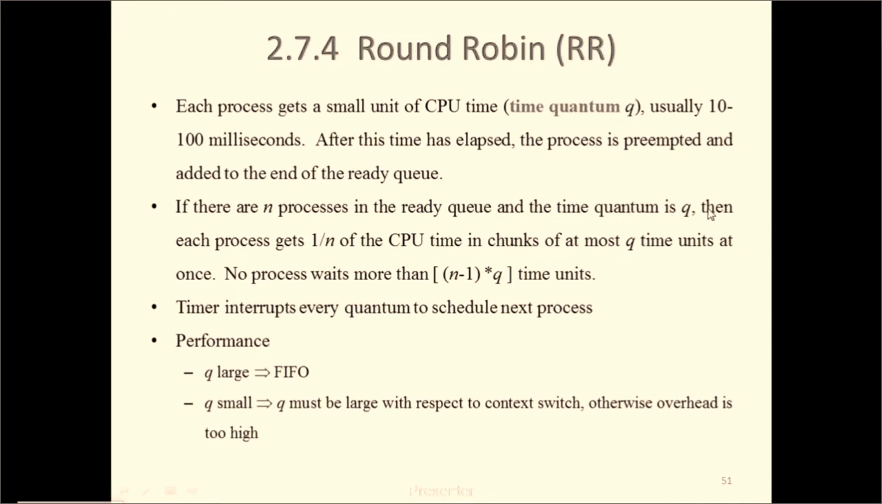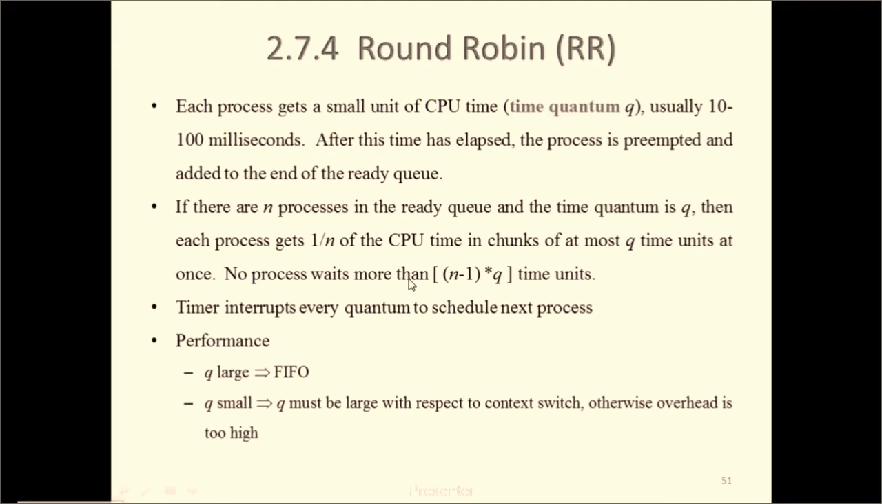If there are n processes in the ready queue and the time quantum is Q, then each process gets 1/n of the CPU time in chunks of at most Q time units at one time. No process waits more than (n minus 1) times Q time units. Good. My advice is, we'll proceed.